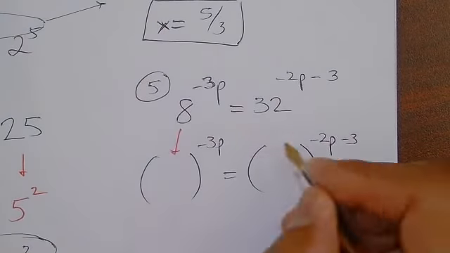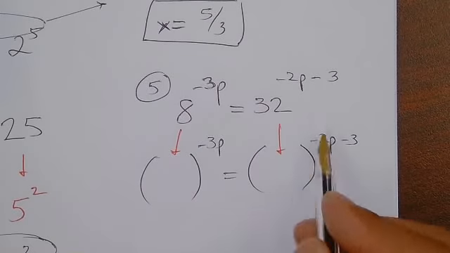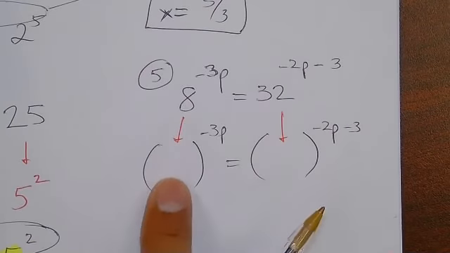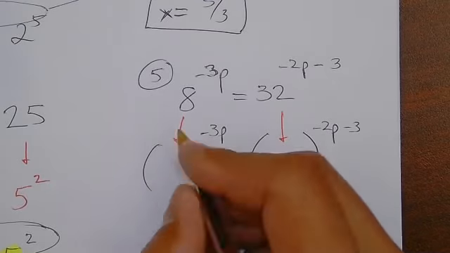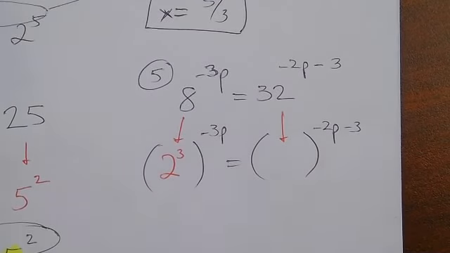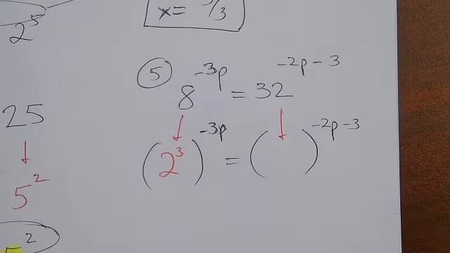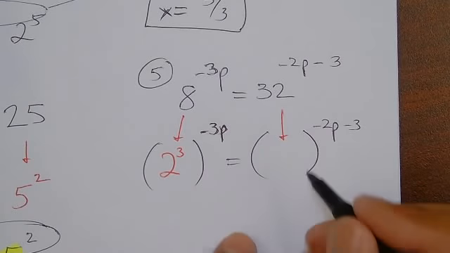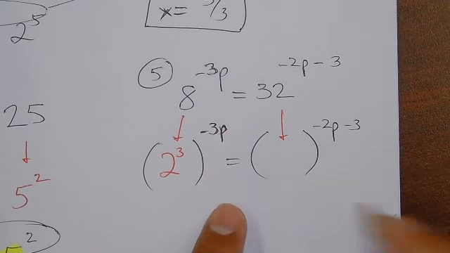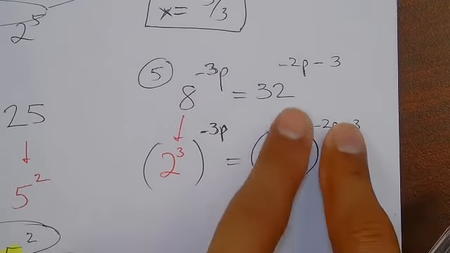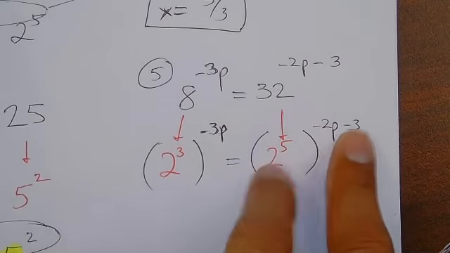Okay, let's get this far. Everybody agree I got to change these? But these exponents are still up here, yeah? You guys agree? So 8's going to be what? 2 to the power of 3. And then you still got that negative 3p up there, yeah? We're good? And 32 is going to be what? 2 to the power of 5. Is everybody good up to there?